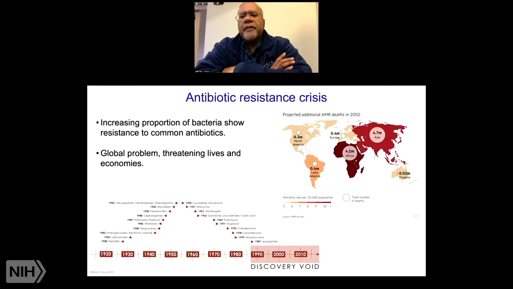And this projection map in the upper right is rather sobering because by 2050, it is expected that this would be a leading cause of death in the human population. Now, on the lower left, unfortunately, the problem could be described in many ways. Why don't we have as many antibiotics as we did in the past?